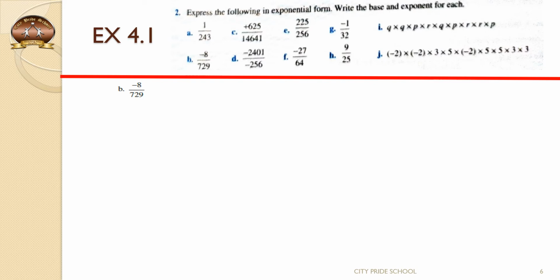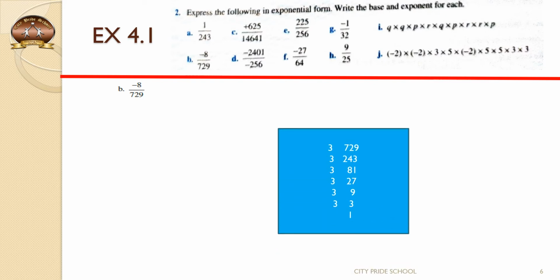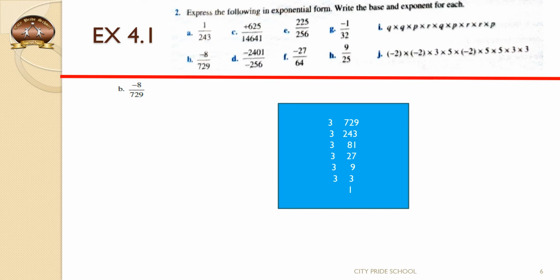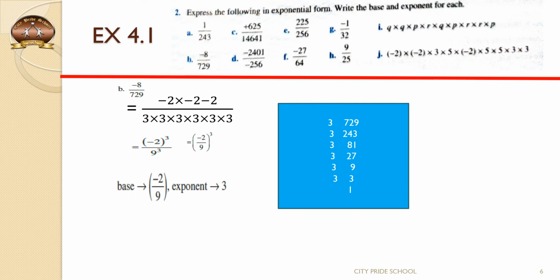First we'll find the prime factors. So I have found here the prime factors of 729. You can see that it is 3 is multiplied 6 times. So I will write it in the numerator. I will write minus 2 into minus 2 into minus 2, and in the denominator 3 is multiplied 6 times. So I can write this in the form of minus 2 raised to 3 divided by 9 raised to 3. And then I can write it as minus 2 divided by 9 raised to 3. So here base is minus 2 by 9 and exponent is 3.